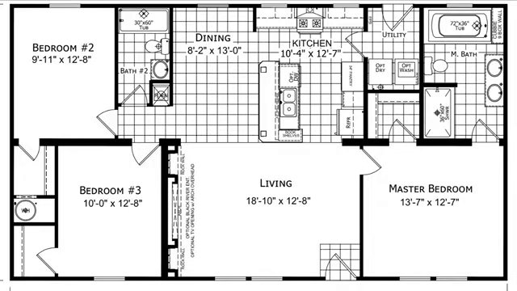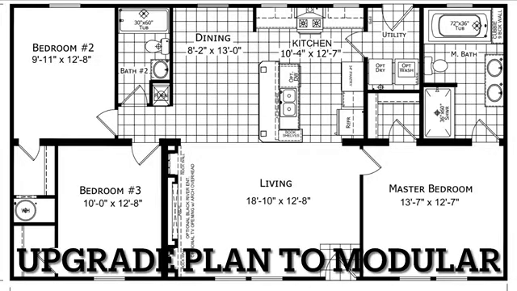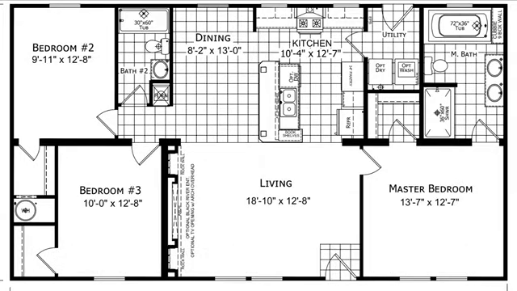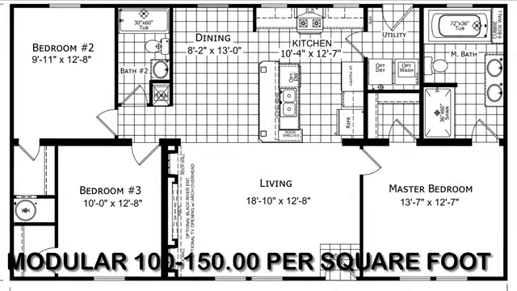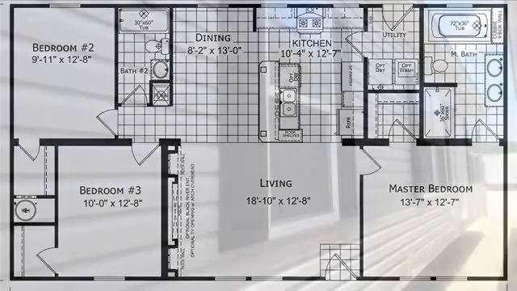Now, guys, most floor plans are interchangeable, meaning that you can build the same floor plan as a double wide and upgrade it to a modular form. Some floor plans you can't, but for the most part you can. This 1,280 square foot double wide plan, you can upgrade to a modular. If you do the standard options on this modular plan, you're running anywhere from $100 to $150 a square foot. So that is going to give you a comparison in cost.